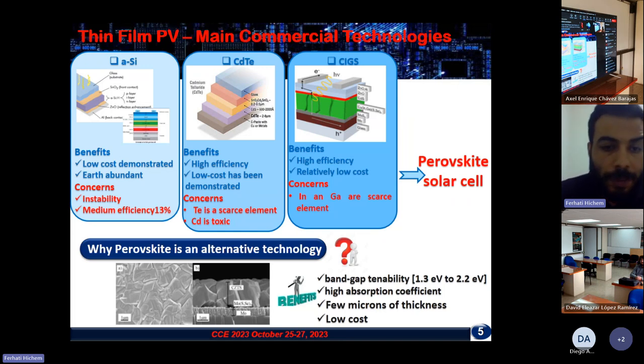So the question now is why perovskite is an alternative technology. So perovskite materials can offer several advantages such as band gap tunability, high absorption coefficient, few microns of thickness, and the low production cost.